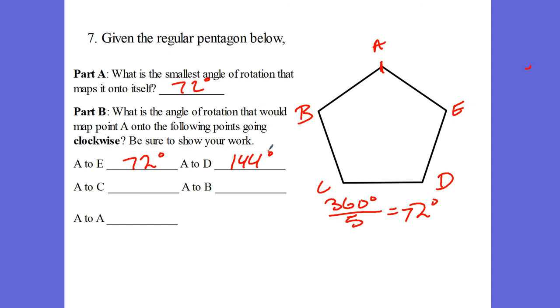216. Where do we get 216? You triple it. So it's my 72 times 3, because I'm moving past 3 of these. A to B is 288. And A to A is 360, to go all the way back to the beginning.